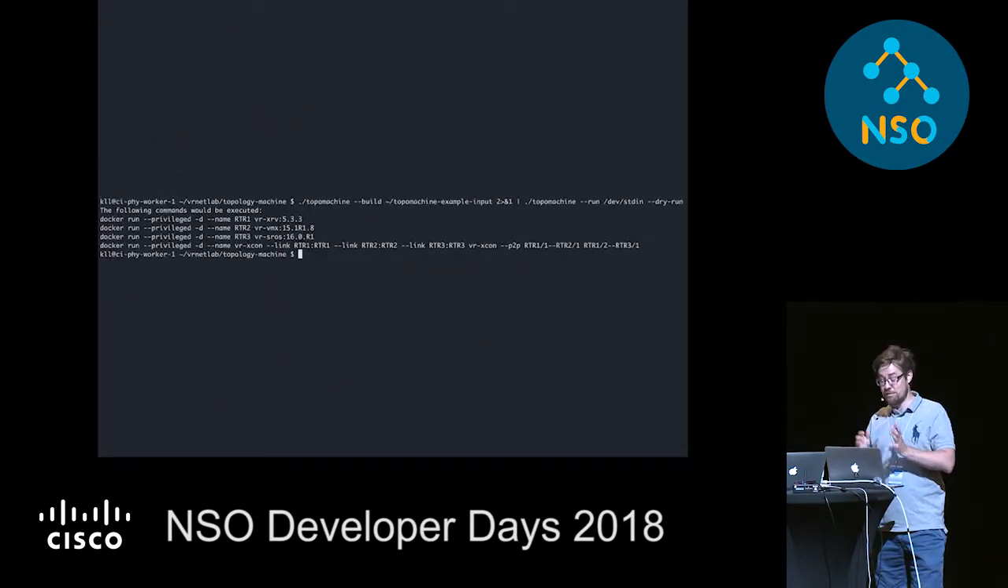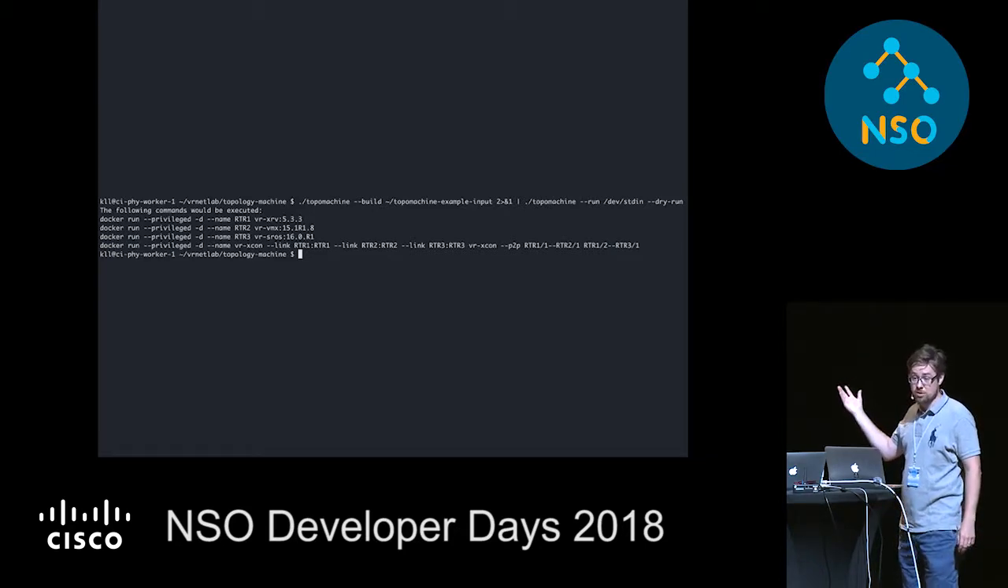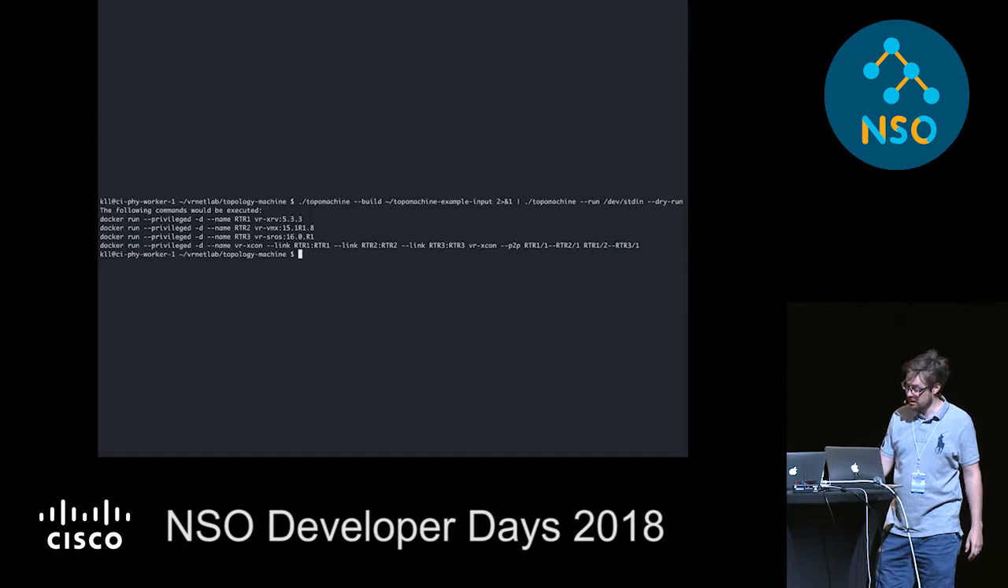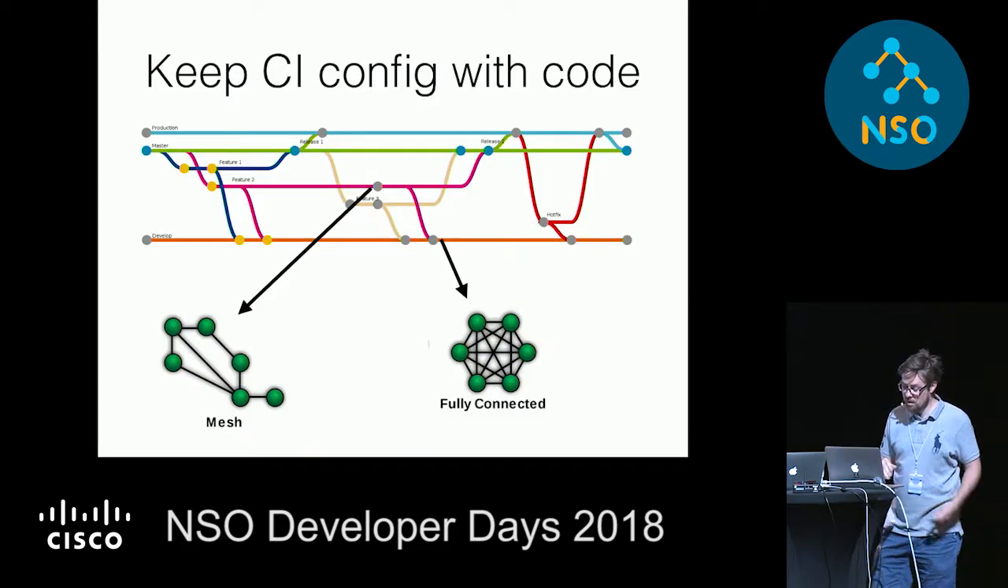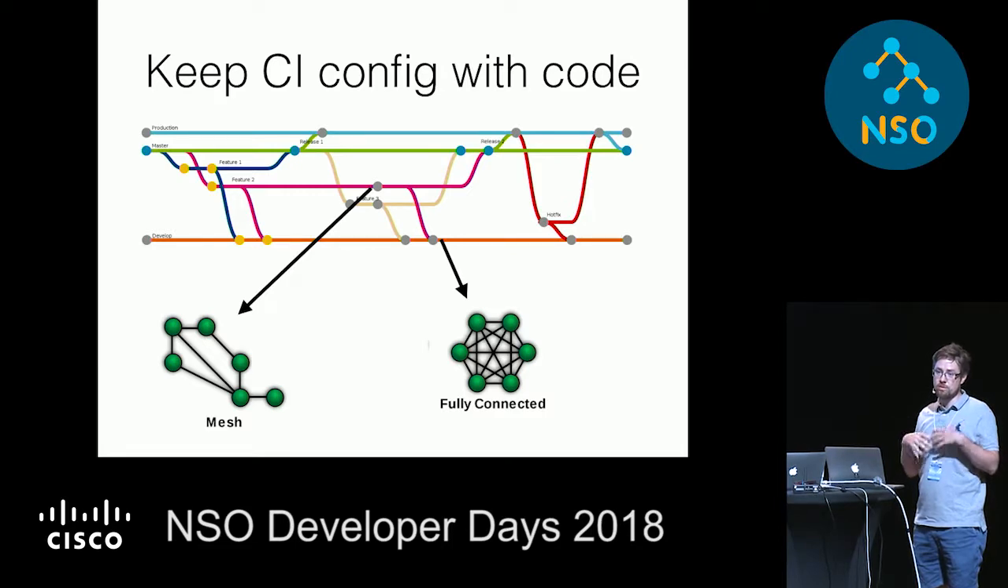There's a nice way to define the topology that you use inside of VRNet Lab. It also helps you start up the containers with the correct topology. A very important aspect of using VRNet Lab is that the configuration for the virtual network topology can also be kept together with your code in your Git repository.